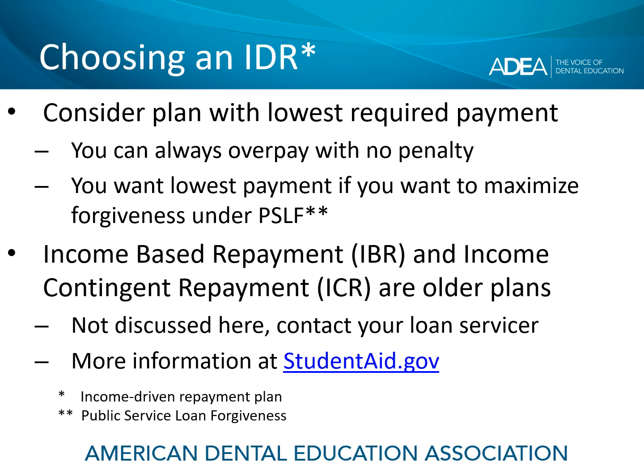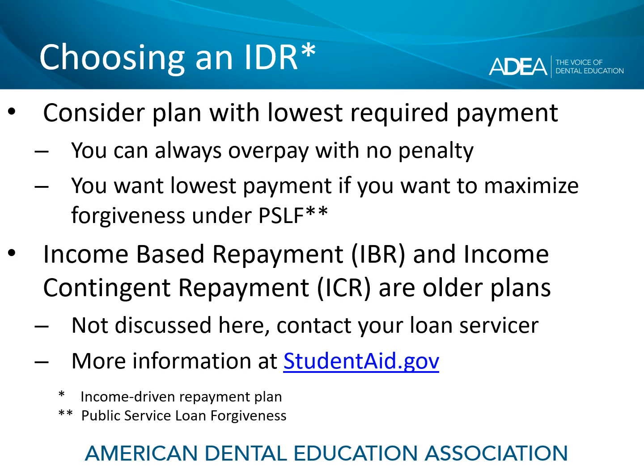Now, we're not trying to encourage folks not to be aggressive with repayment on your student loans, but if you're going to use an income-driven repayment plan, you may want to consider using the plan with the lowest required payment. That's why we are focusing on PAYE and REPAYE in this module. And there are two reasons for that. Number one, you can always overpay with no penalty on any repayment plan, including PAYE and REPAYE. And if you're trying to qualify for forgiveness with the Public Service Loan Forgiveness Program, you want the lowest possible payment because that will help you maximize the forgiveness amount under Public Service Loan Forgiveness.